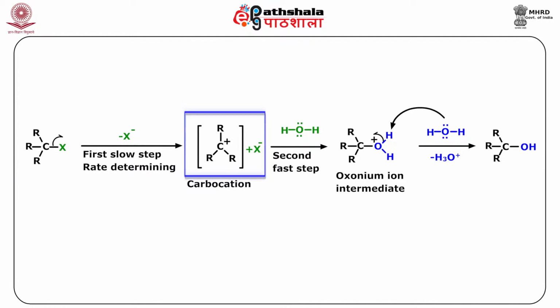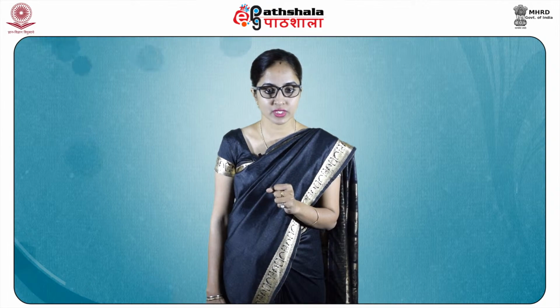The positively charged carbon that is produced in the first step is called a carbocation and is of major importance in the SN1 reactions. In the second step, which follows the first one, the nucleophile forms bonds to the carbon of the carbocation. This is called heterogenesis. Now this is clearly shown here in this figure.